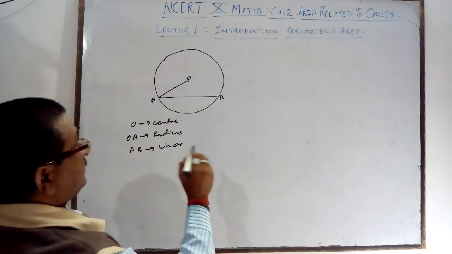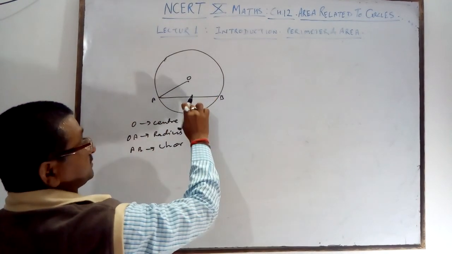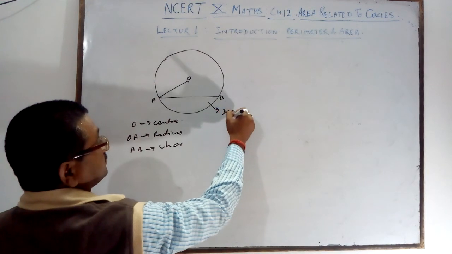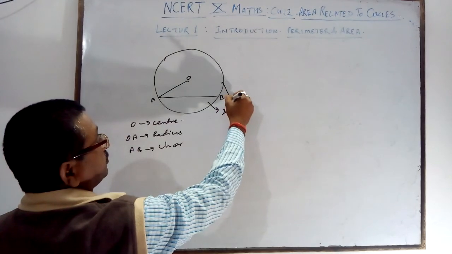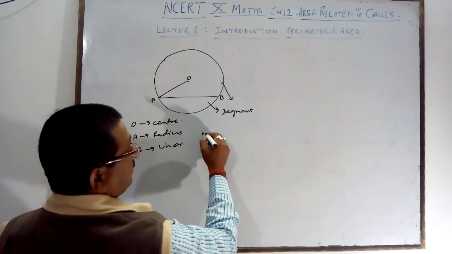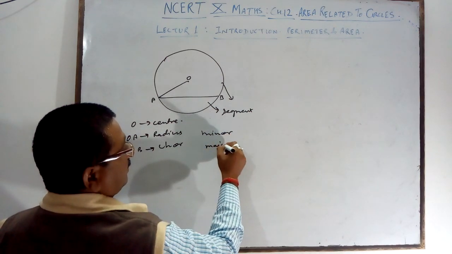A chord divides the circle into two parts, and these parts are called segments. Both these parts of the circle are called segments. One will be the minor segment and one is the major segment.